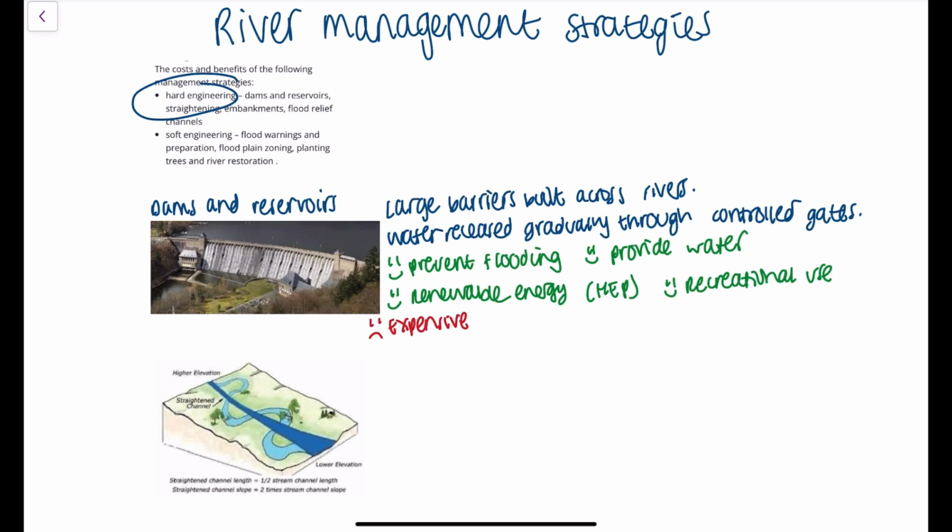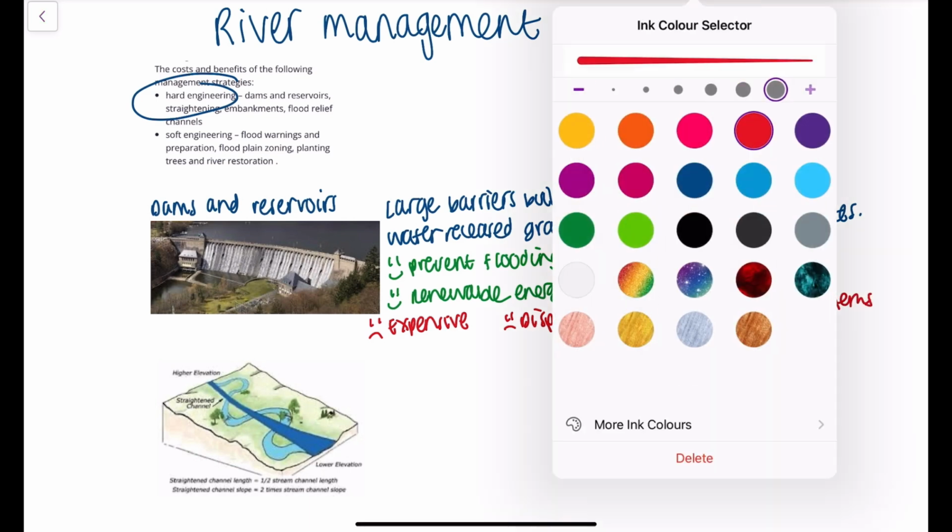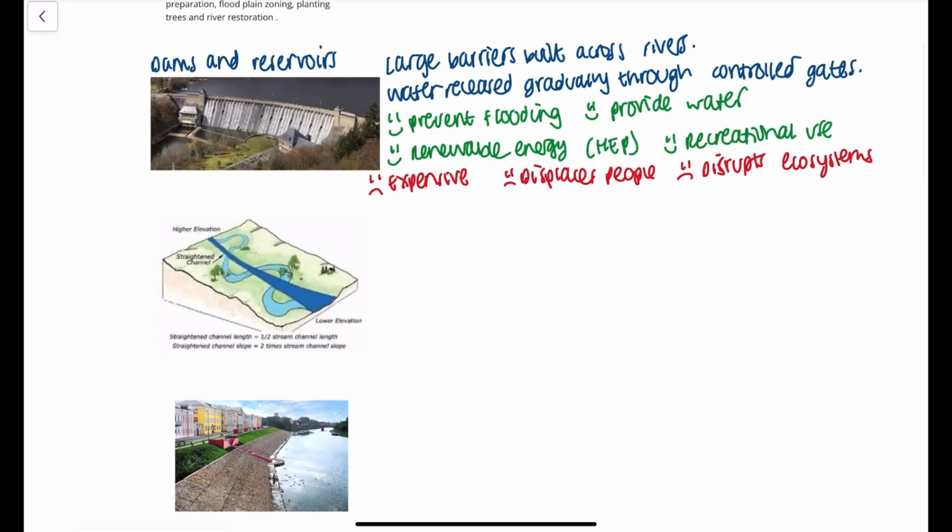However, there are costs, and here we're not talking about a cost in terms of a monetary value, but more as such as a disadvantage. They're expensive, they displace people in order for that to happen. You have to flood the land, and they can disrupt ecosystems, especially for migration of fish, particularly like salmon.